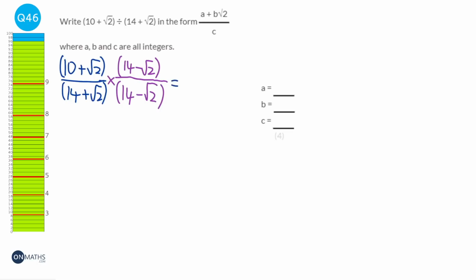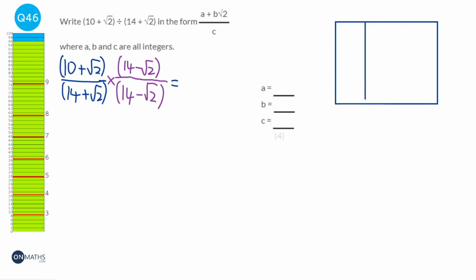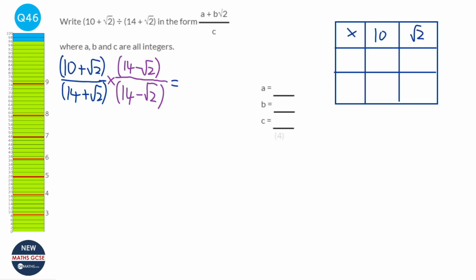Okay, let's draw a grid to work out what that will equal. You can use any method you want, double smiles and rainbows, FOIL, whatever method you have to multiply two such brackets. I'm going to start off with the top. The top is 10 plus root 2 times 14 minus root 2. So 14 times 10 is 140. 14 times root 2 is just 14 root 2. 10 times minus root 2 is minus 10 root 2. And then a minus and a positive make a minus, and root 2 times root 2 is just 2.